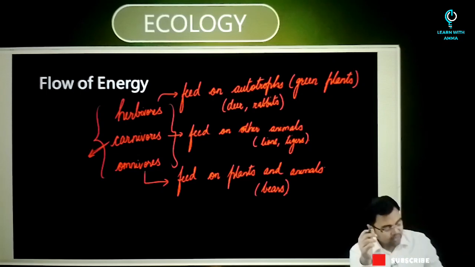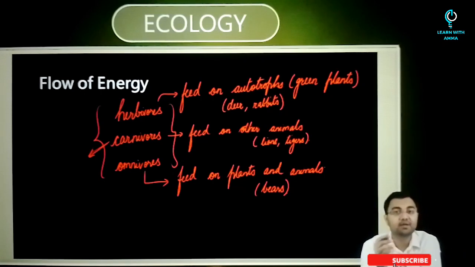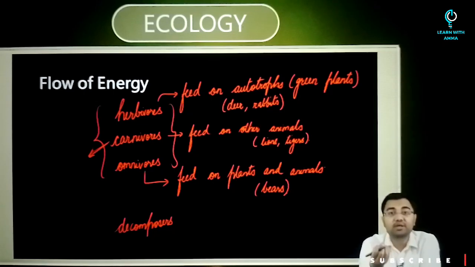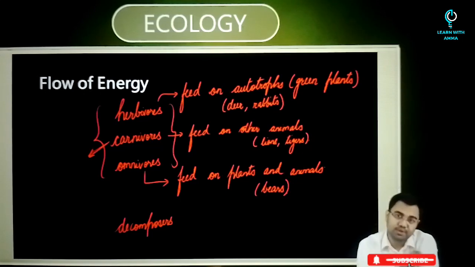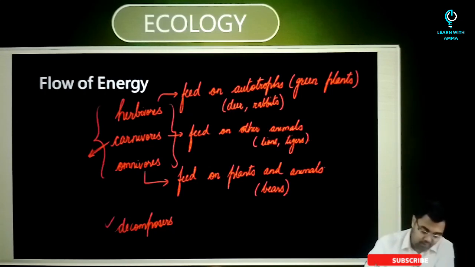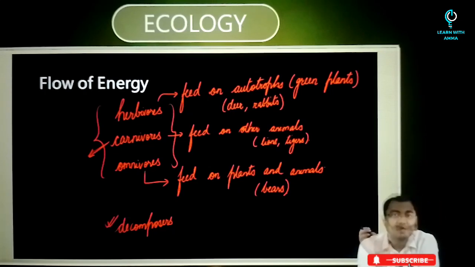Apart from that, you have another very important part of this ecosystem. These are decomposers. What is the role of decomposers? Decomposers are the ones which feed on dead plants and animals and return them to the soil or water or air for reuse by producers. This is the role of decomposers, and they have a very, very important role in the entire ecosystem. Most of the decomposers are either bacteria or fungi.